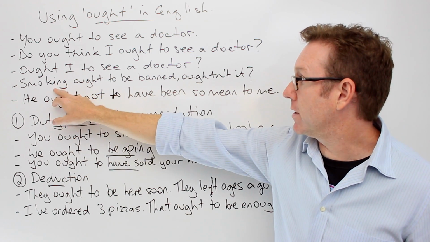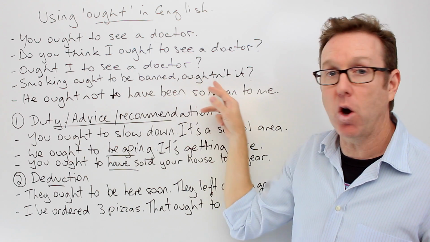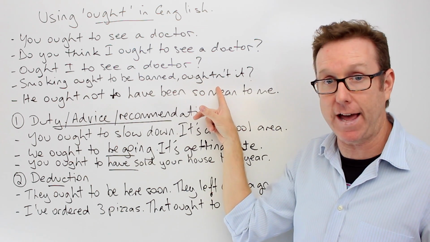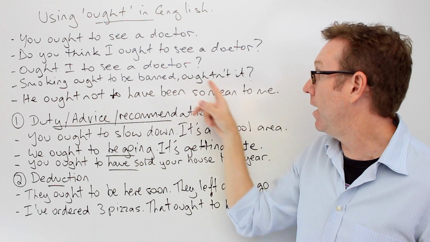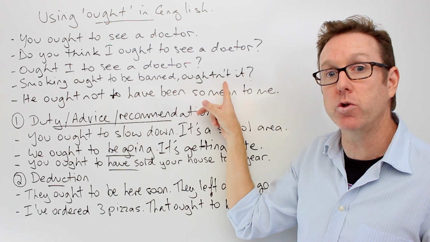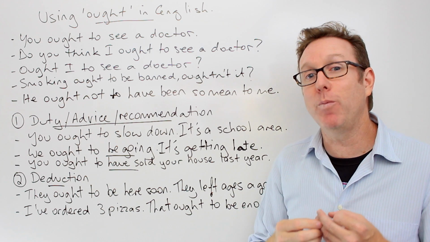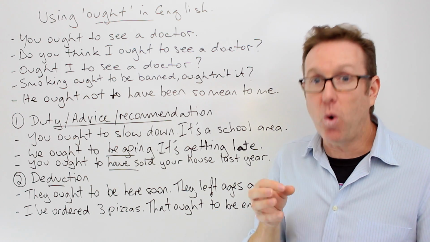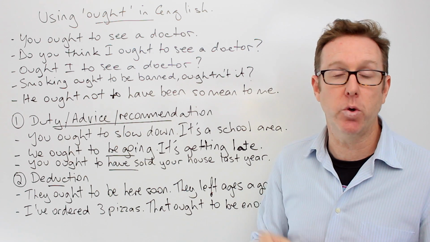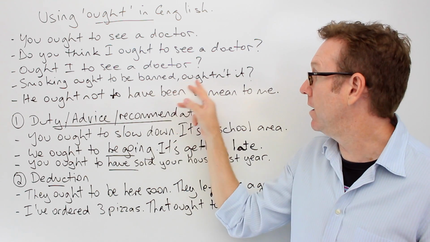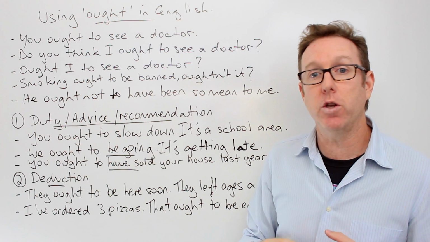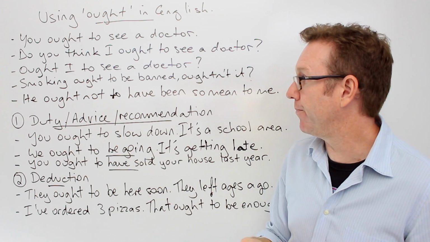Now, this next one, smoking ought to be banned. Oughtn't it? So we're using here a question tag with oughtn't, and you'll notice that there's no to. So this is an example when we use ought with no to. So if you hear that ought always has to be used with to, it's not the case. We can, in question tags and other examples, not use to with ought.